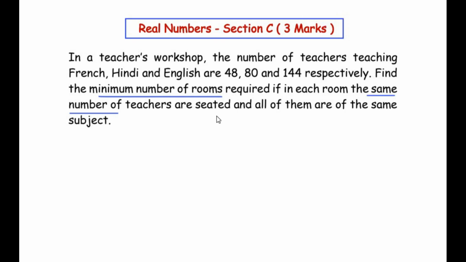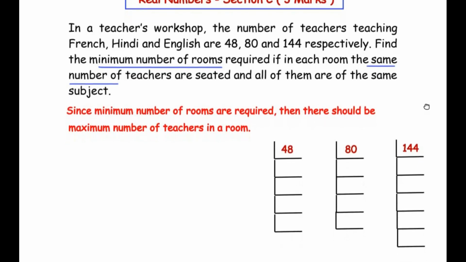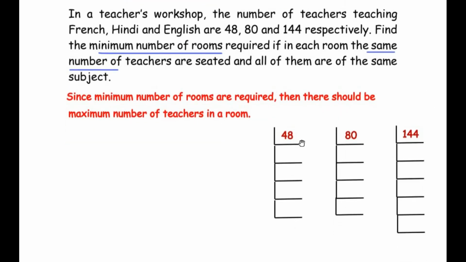Now coming back to this question, let us write: since the minimum number of rooms is required, there should be the maximum number of teachers in a room. So we are going to prime factorize the number of teachers given here, starting with the number 48. Let us use the prime factorization method, starting with the smallest prime number, which is 2.